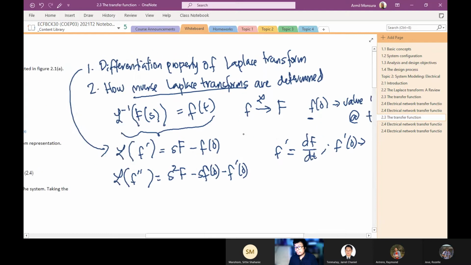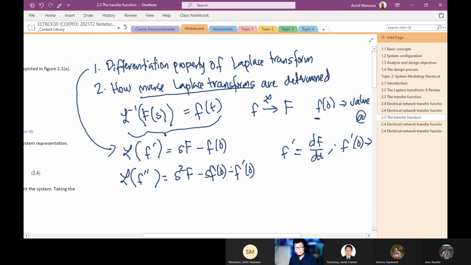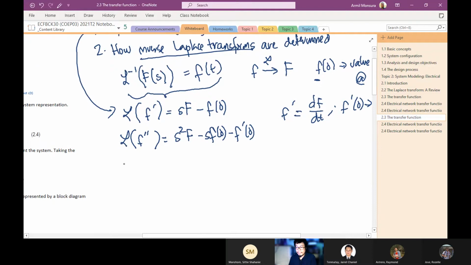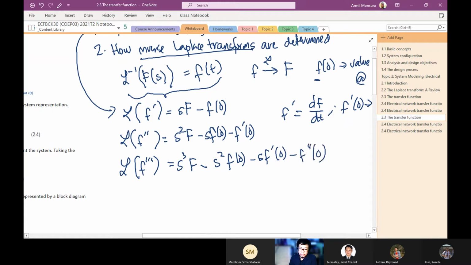So ayun. Yun yung Laplace transform ng second derivative. Yung Laplace transform naman ng third derivative is essentially s cubed times F, minus s squared times f of 0, minus s times f prime of 0, minus f double prime of 0. Okay. Ngayon, nakakita ba kayo ng pattern dito? Nakikitaan ba natin 'to ng pattern?